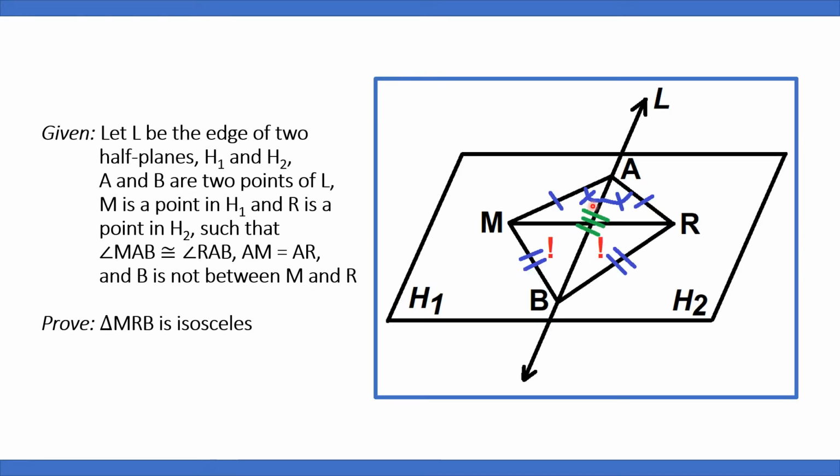How can we do that? How can we prove that MB is equal to RB? So we consider this triangle and this triangle. How can we make these two triangles congruent? Well, we have 3 corresponding parts already. This one, and of course the common side. So by SAS postulate, these two triangles are congruent, and by CPCTC, these segments are congruent.